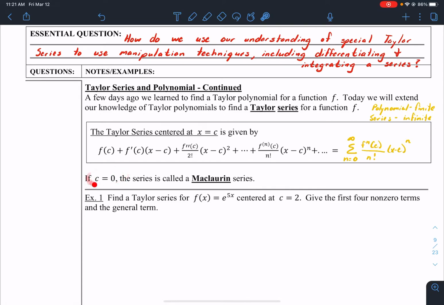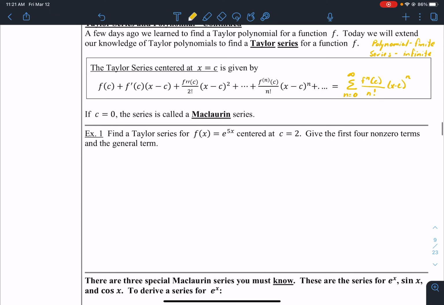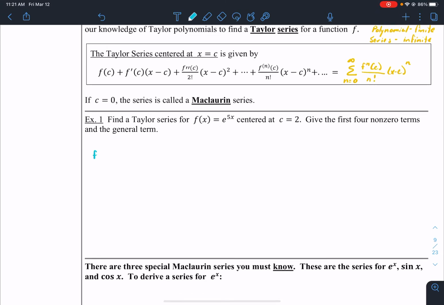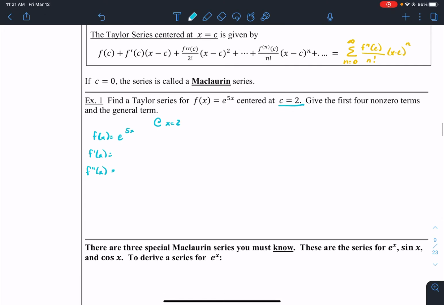If the center is at 0, we call it a Maclaurin series. We still can build it the same way, but now we want to know what the series expansion is instead of just a finite number of terms. So we'll set it up as f of x is equal to e to the 5x. Our center is going to be at x equals 2. And then, of course, we're going to have the first derivative and the second derivative. The first couple will probably be enough for me, but it does want the first 4 non-zero terms.